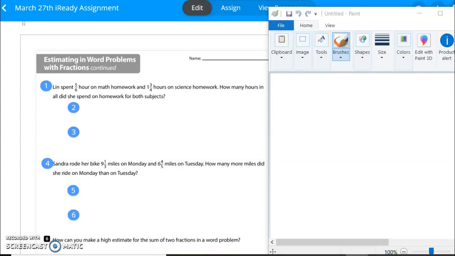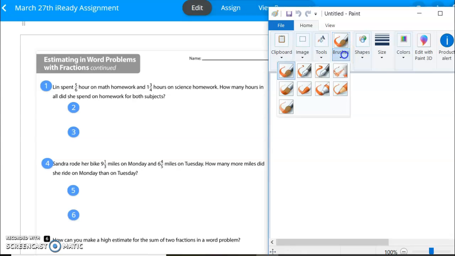But happy Friday. On the first section of our work for today, we are going to be working on estimating with fractions. And because I was in Miss Wheeler's class, I picture Miss Wheeler at the board, so you can picture Miss Carberto at the board if you're in her class. And when I look at a problem such as Lynn spent 5/6 of an hour on math homework and 1 3/4 of an hour on science homework, how many hours did she spend on homework for both subjects?